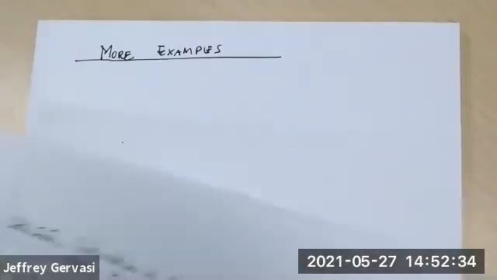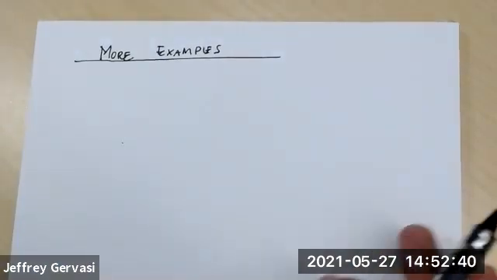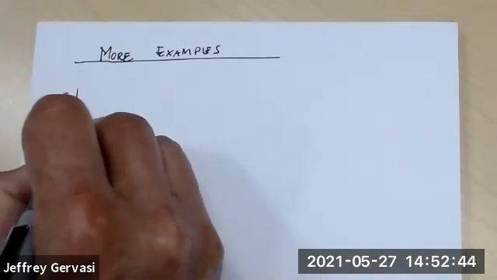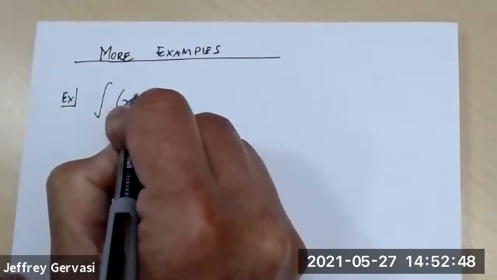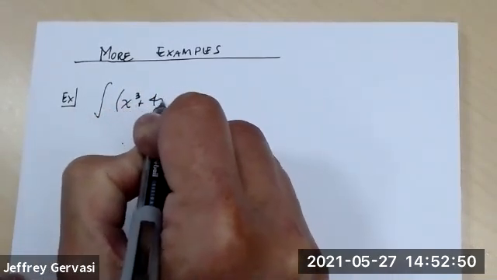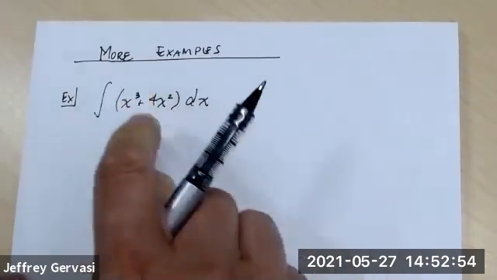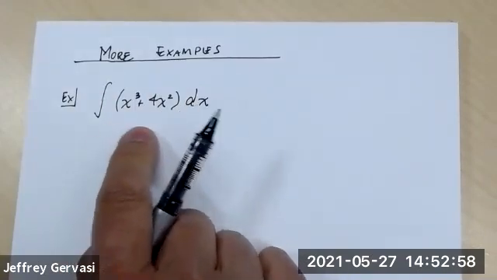Okay, so I thought we would do some more examples now of finding antiderivatives. We've been doing that quite a bit lately, right? So as an example, you'll notice that this integral does not have limits of integration on it. So this is not a definite integral, right?